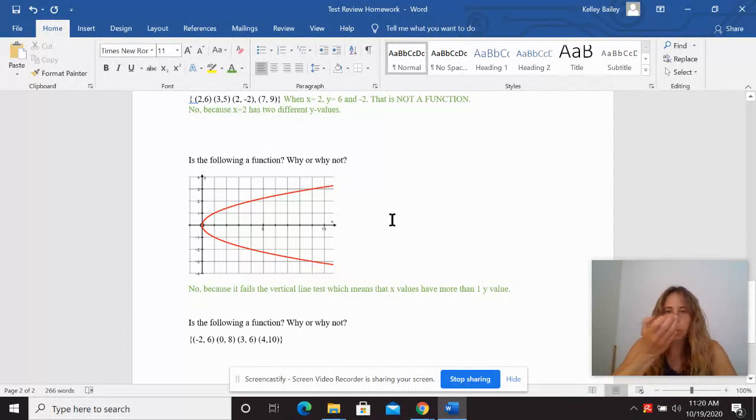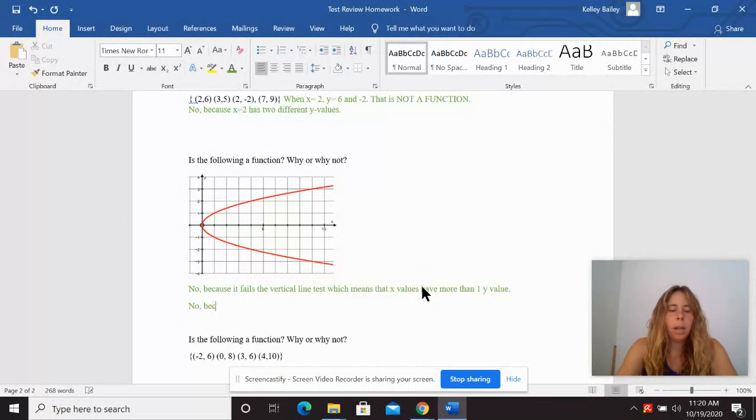You could be using different vocabulary. Like you could be saying no because some inputs have more than one output. However, just explain it in a way that makes sense to you. But you need to give an explanation. You can't just say no. Because then I'll just assume you guess, so you won't get full credit.